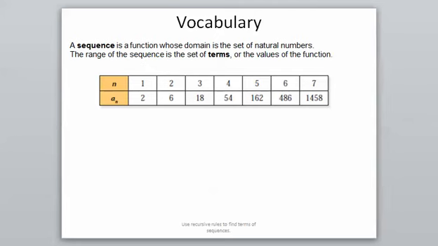Okay? So when we're looking at recursive things, well, first of all, when we talk about a sequence, it's a function whose domain is a set of natural numbers, and the range of the sequence is the term. So this is the domain. These are just natural numbers that are going to go across here, and this is the range, and these range are the values of it. These are called terms.